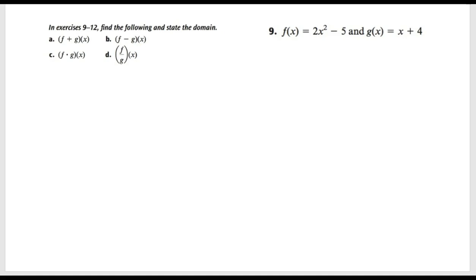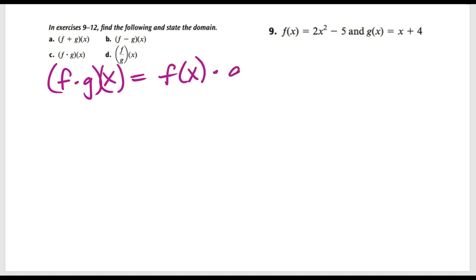Let's move on to part C. Part C says the function f times g. So we can write this like this, or we can say that's going to be f of x times g of x. So I'm going to write their equivalent values.